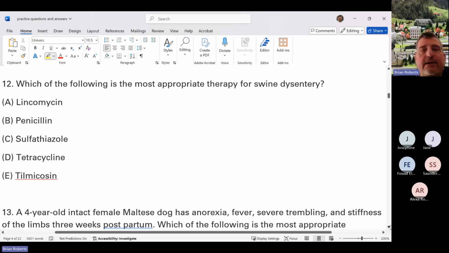Okay, what do you guys think about number 12? What do we give for swine dysentery? Lincomycin, penicillin, sulfa. Right, y'all say A, lincomycin? Yeah, that's the answer.